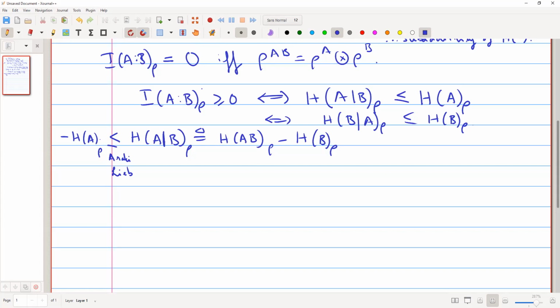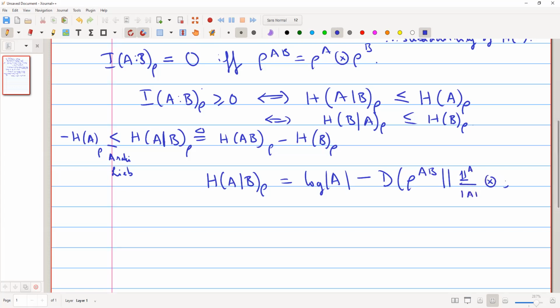To refresh your memory, if I define conditional entropy this way, I can also connect conditional entropy to a relative entropy, exactly as in classical. So this is log of the dimension of A minus the relative entropy of the joint state with respect to the completely mixed state, the uniform distribution over A, tensor the marginal on B. So this is all that we have learned so far. Any doubts, queries?